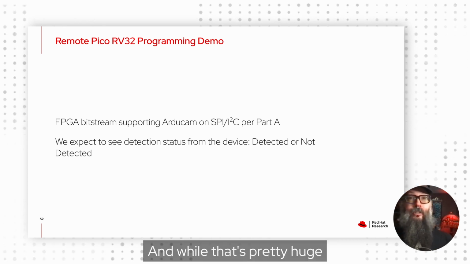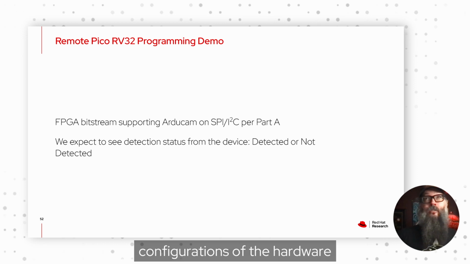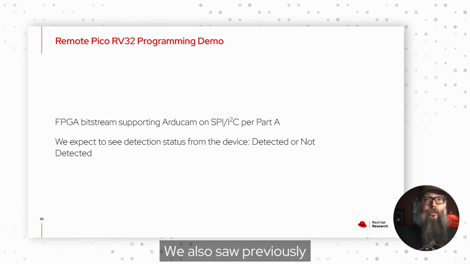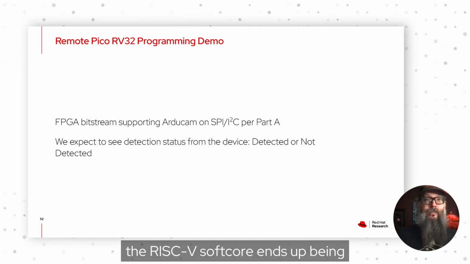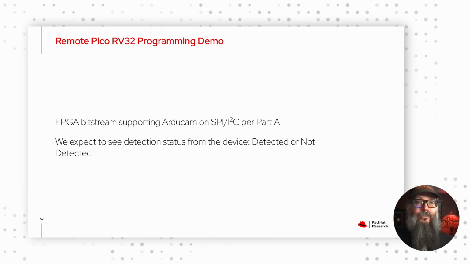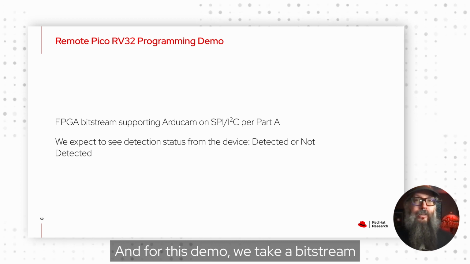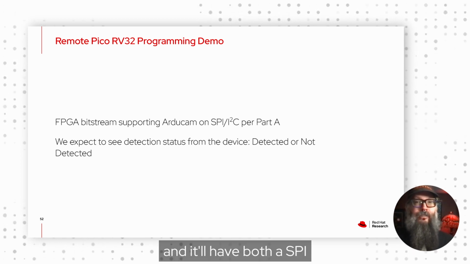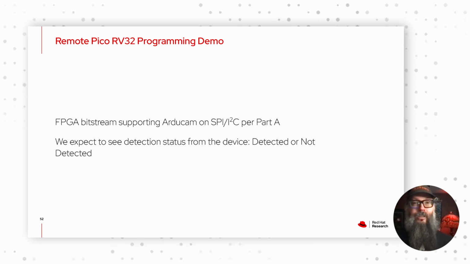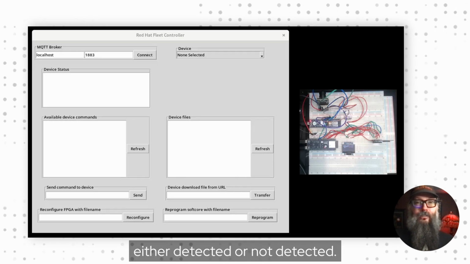And while that's pretty huge, because that means that we can put our devices out there, we can put different configurations of the hardware in place without having to have physical access to the hardware, we also saw previously how important the RISC-V softcore ends up being in terms of some of the application aspects. So we want to be able to program that as well. For this demo, we take a bitstream that supports the RGCam, and it'll have both a SPI and an I2C connection, just like what was talked about in Part A. And we expect to see detection status from the device, either detected or not detected.